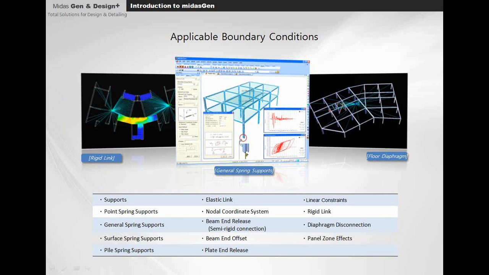Now, in order to create a realistic model, it is necessary to give proper boundary conditions to the model. MIDAS Gen supports various types of boundary conditions, such as point spring supports apart from the general supports. We have surface spring supports. We can also model pile springs and elastic links, rigid links, and beam end releases, as well as beam end offsets in MIDAS Gen.